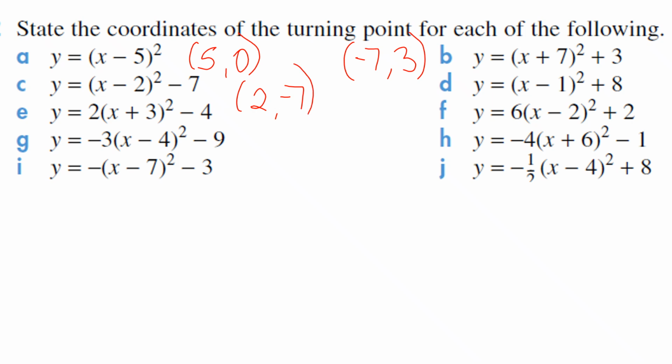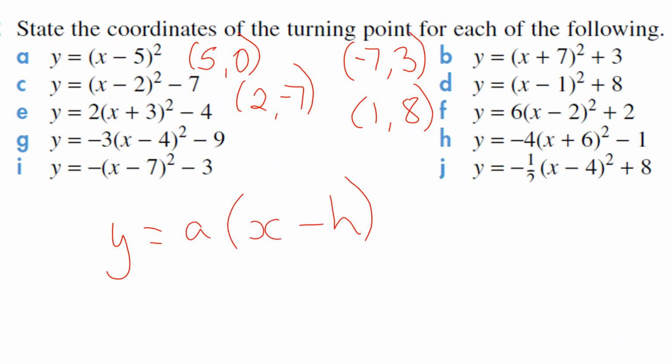D, (1, 8). So all we have to do is look at our equation and go, whatever h is, that is the x coordinate, k is the y coordinate of the turning point. So it's also telling us how much we are shifting, either horizontally or vertically.